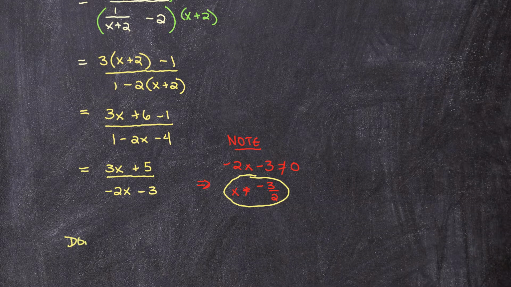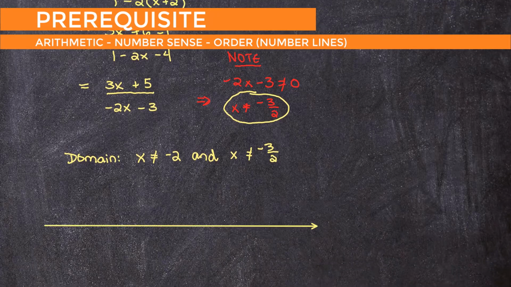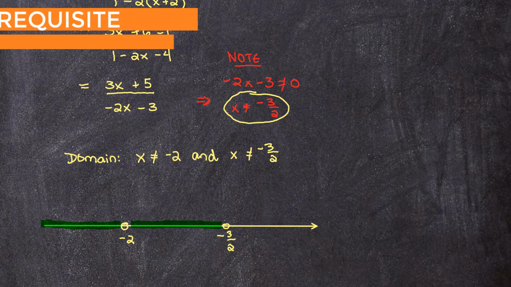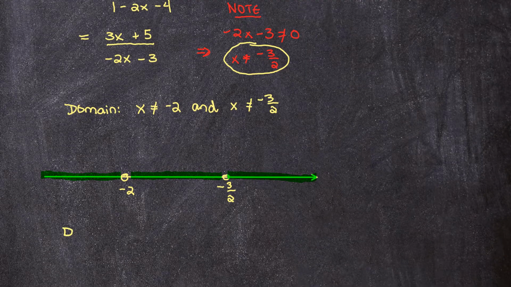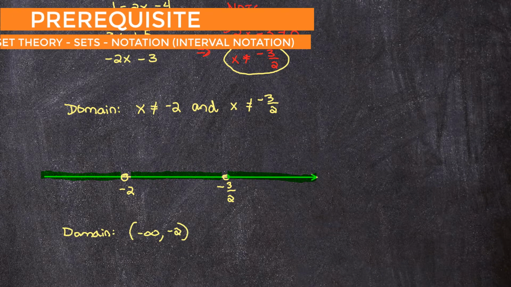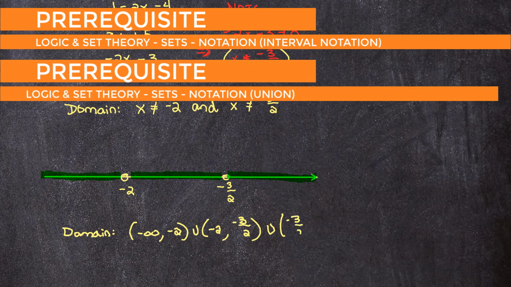From this point, we would go ahead and do what we're used to doing, which is draw out a number line, just mark out on that number line where our domain cannot exist, and that will tell us, through some highlighting here, what our domain actually is, and we use interval notation for that.